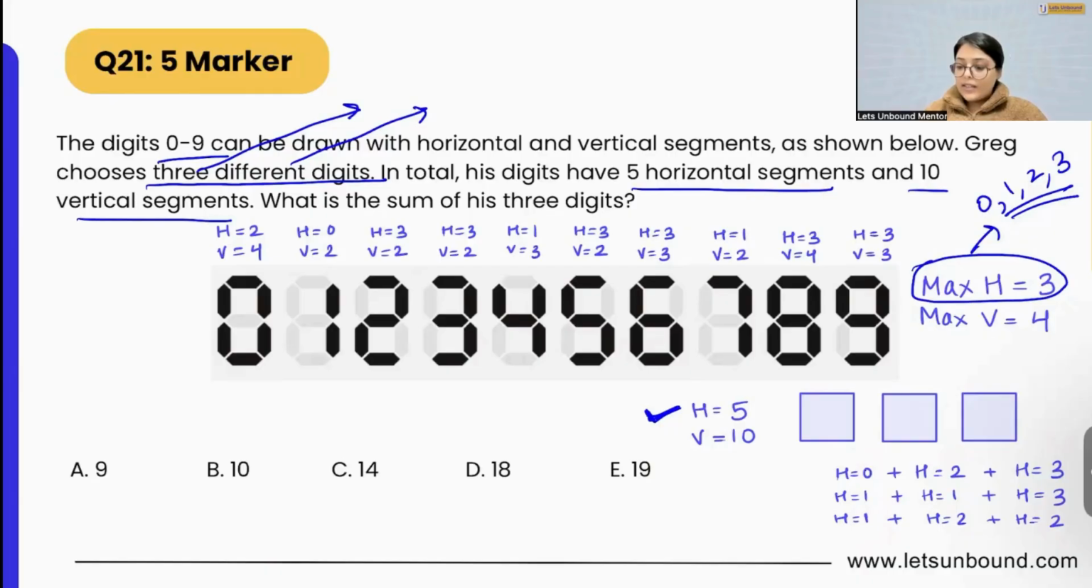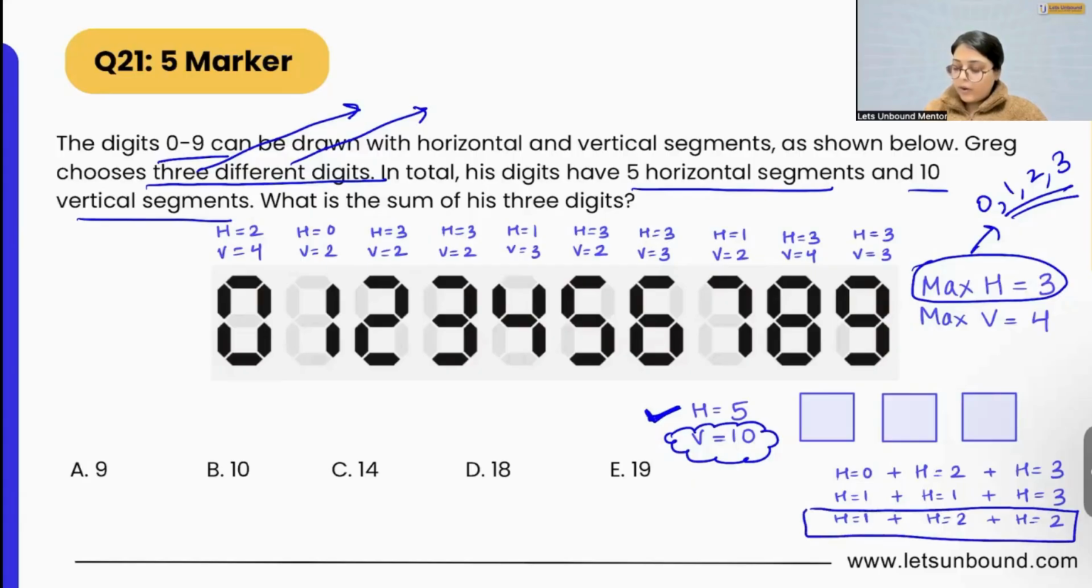Okay, and why is it so? Because we also have to take care about the second condition, that is the vertical segment should be 10. So the digits which you have considered, keeping in mind the horizontal segments, are they also satisfying the sum of vertical segments to be 10? So we need to check that. Let's start with the last one first. Let's check this.